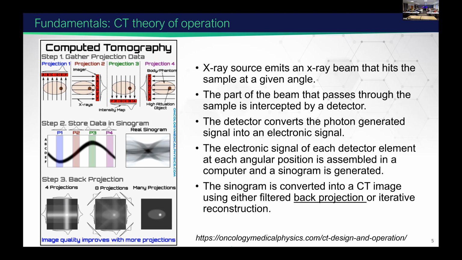And these sinograms are then converted into a CT image via a reconstruction step, which is typically either filtered back projection, that's the one we use in EMSL, or iterative reconstruction. And you can see in this figure that the greater the number of projections, the better CT data you can gather.